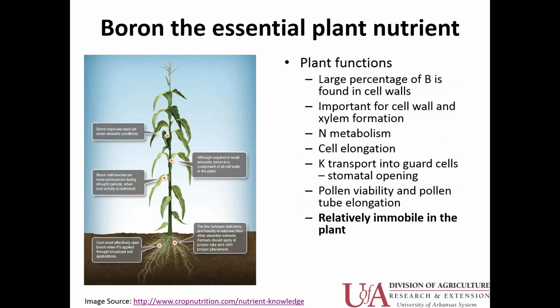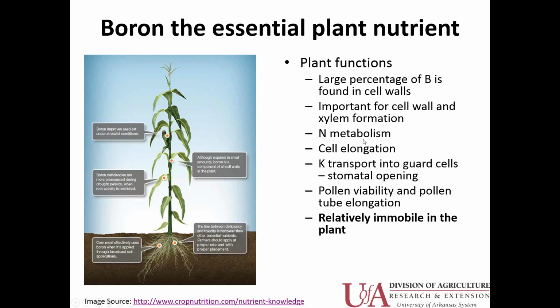In regards to the plant, the functions that boron serves in the plant is that most of the boron is actually found in the cell walls. So it's very important in cell wall formation as well as xylem tissue formation in the plant. It's important in nitrogen metabolism and stomate opening and closing, which is in relation to potassium transport into the guard cells.